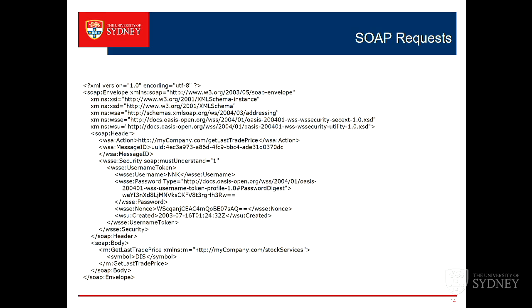Get last trade price is the method name, and the parameter is a symbol called DIS. The rest of it's just boilerplate. Well, that's XML for you. We've got a paper that I did with a student where we're looking at the performance of this type of stuff. For his PhD, he did an alternative encoding, but the interesting work was doing performance studies of this. And it turns out that although it's verbose, it doesn't really matter very much.